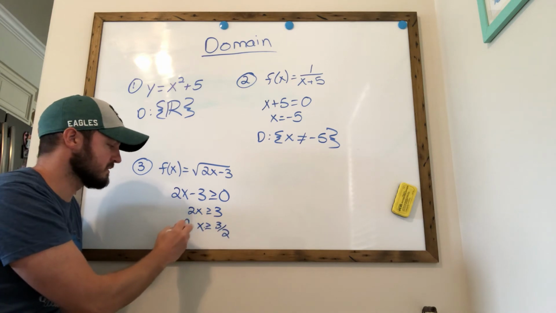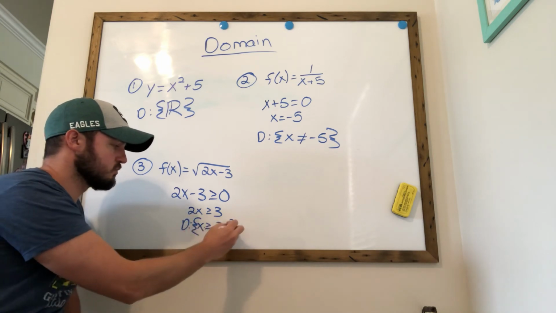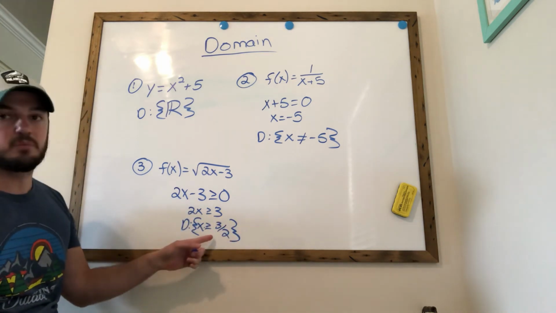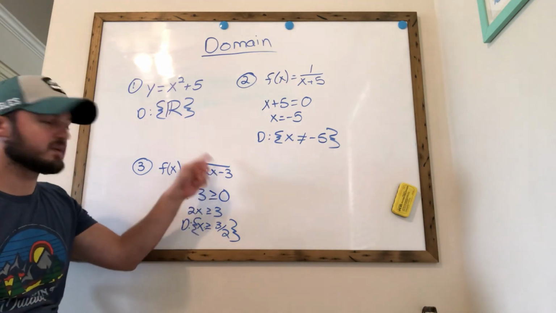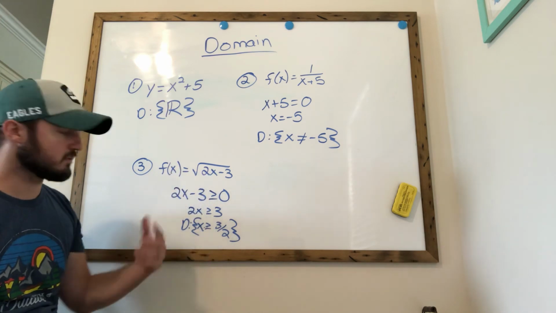So there's your domain, okay? We can't plug in a number less than 3/2, right? Like if we plug in 1, it's going to give us a -1, which doesn't work.